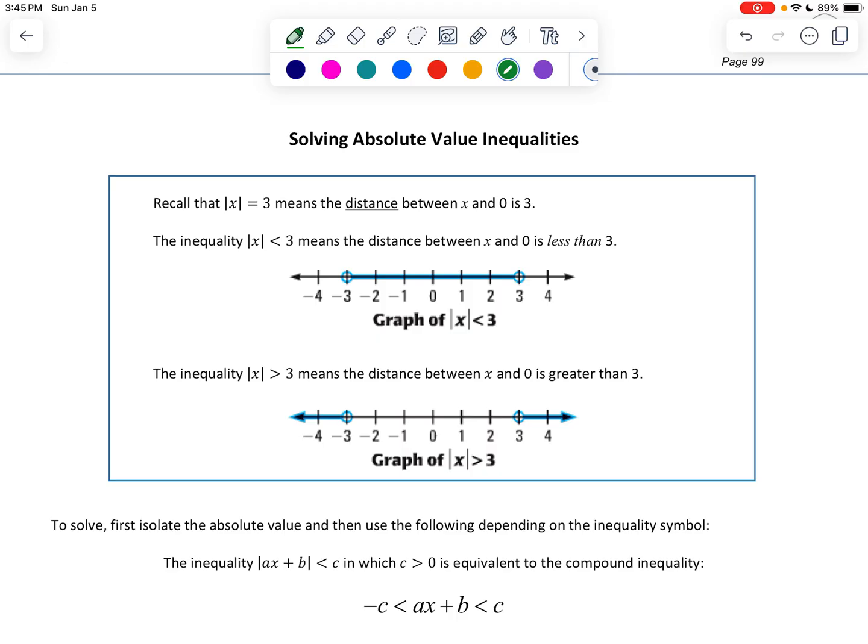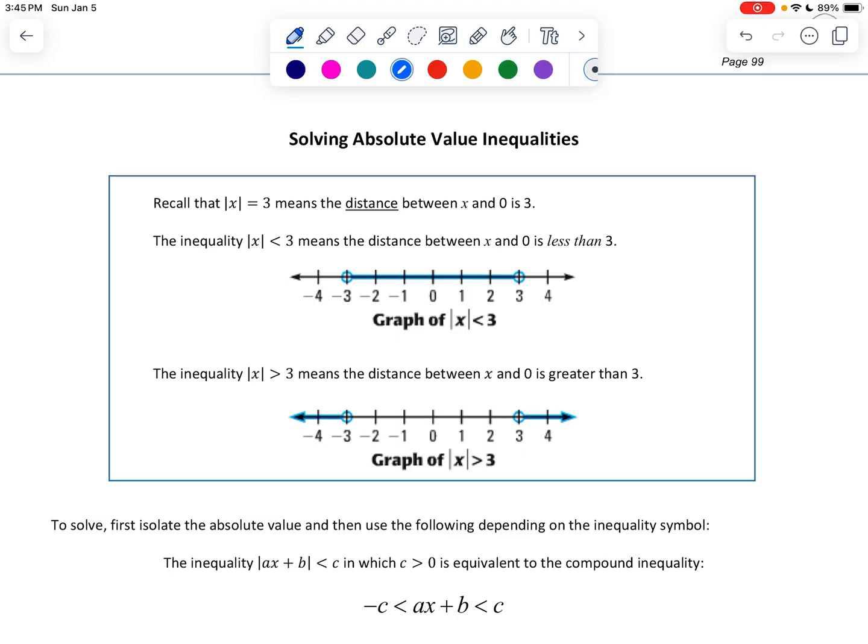Okay, so quick reminder: the absolute value of x equals 3 means that the distance between x and 0 is 3 spaces. So that means you are either at positive 3 or negative 3 on a number line. The inequality, the absolute value of x is less than 3, means that x is less than 3 spaces away from 0. So that means it's in between negative 3 and positive 3.